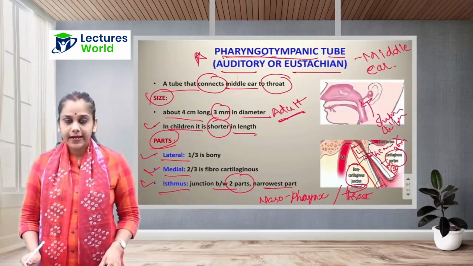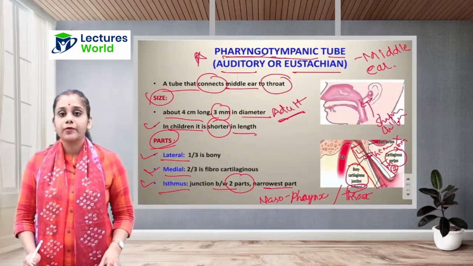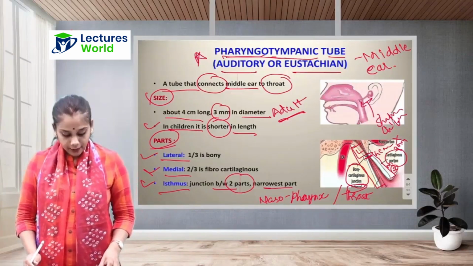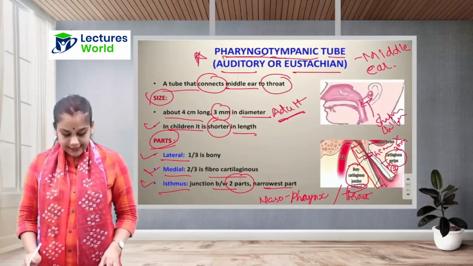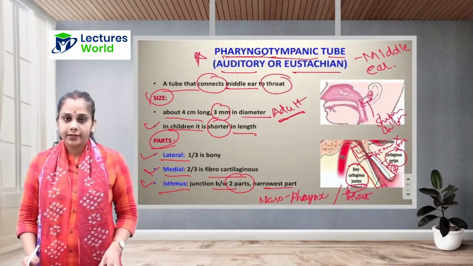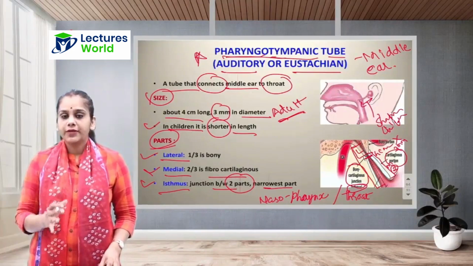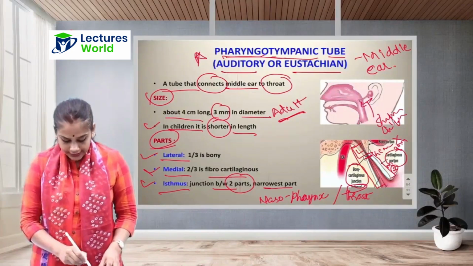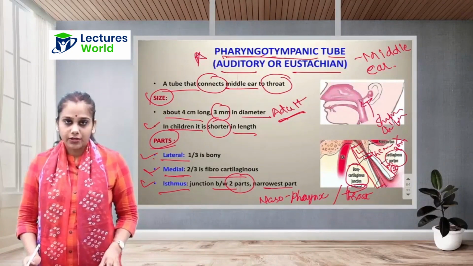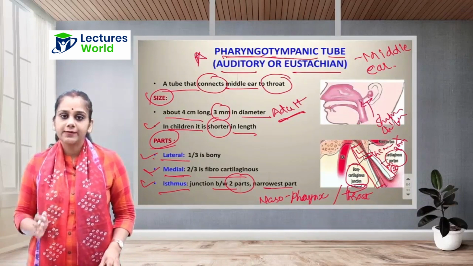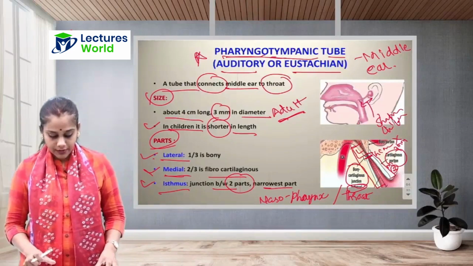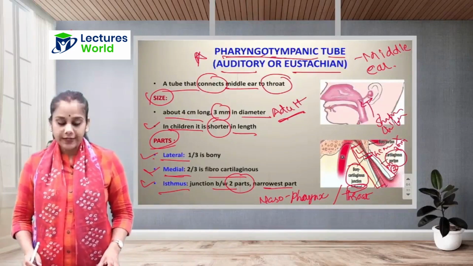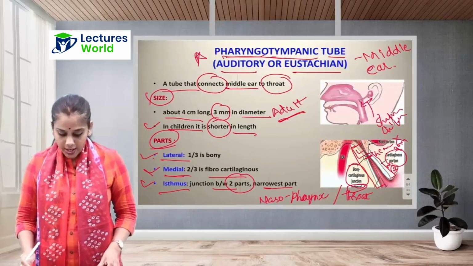So there are 3 parts: the lateral portion that is made up of bone, then the second portion, the medial portion, that is made up of fibrocartilaginous tissue, and the third one, the isthmus, that is the portion between the lateral and the medial portion. It is the narrowest portion of the eustachian tube. So this is the structure of the eustachian tube, or auditory tube.